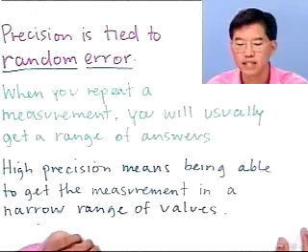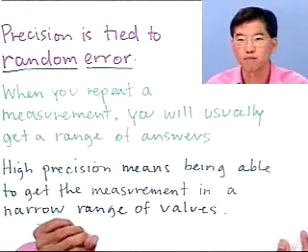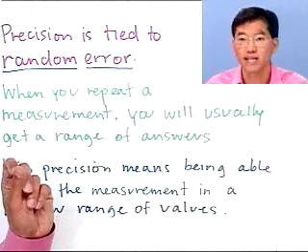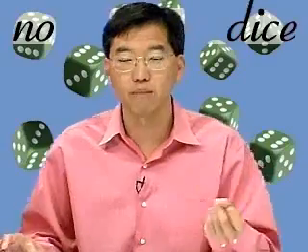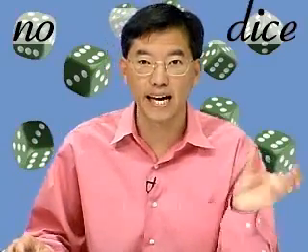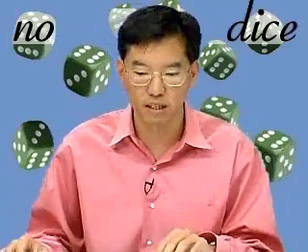Now, precision is tied to the concept of random error. And unfortunately, random error is a poor choice of name, but that's just what it's called. It isn't random in the sense of rolling dice. What it's random in is that in the last digit, you sometimes, in fact, you always have to guesstimate. Guess, estimate. And that idea is what is known as random error.